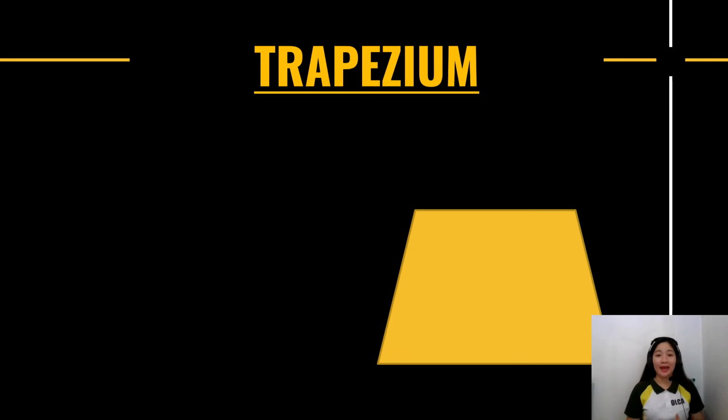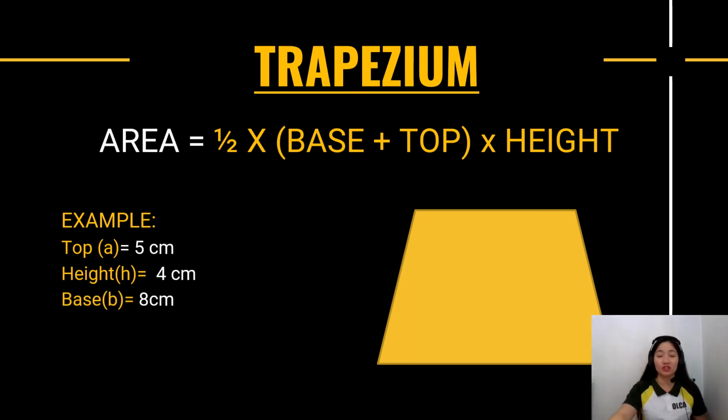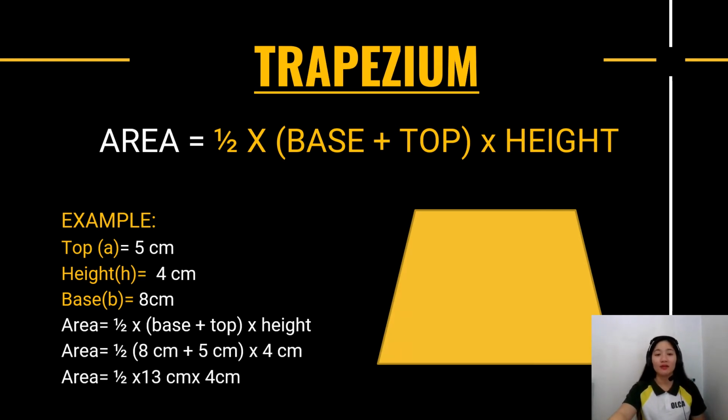The next is the trapezium. The area of a trapezium is calculated by the formula: area of the trapezium equals 0.5 times base plus top times height. The top is the side opposite and parallel to the base. In a trapezium, only the base and the top run parallel. For example, the top is 5 centimeters, the height is 4 centimeters, and the base is 8 centimeters. Applying the formula, area equals 1/2 times base plus top times height. So area equals 1/2 times 8 centimeters plus 5 centimeters times 4 centimeters. That gives area equals 1/2 times 13 centimeters times 4 centimeters, and the answer is 26 centimeters squared.